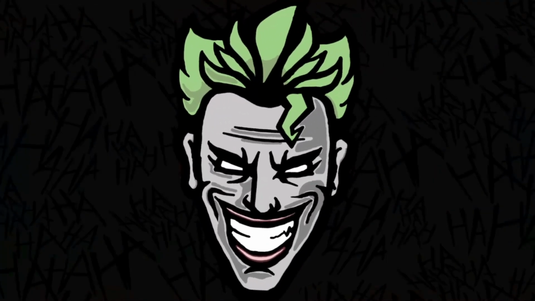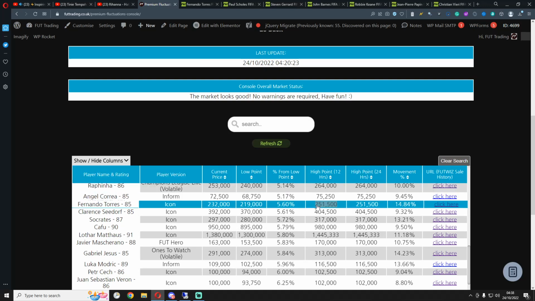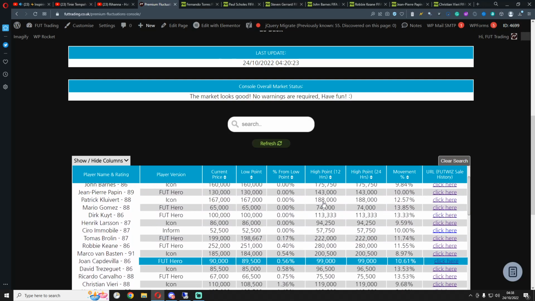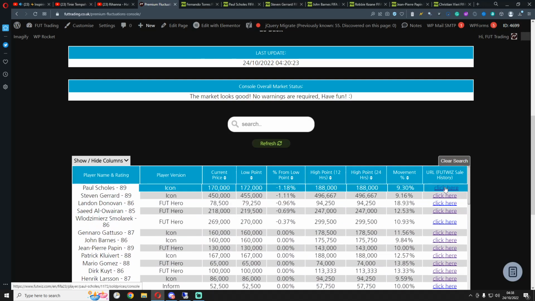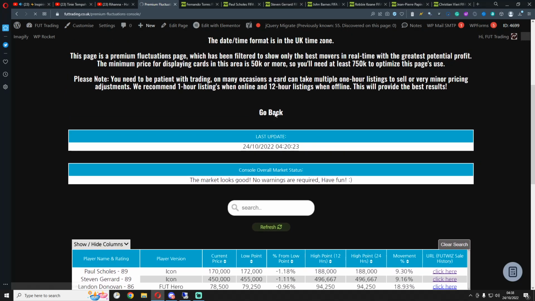It really isn't too complicated. The typical rule of thumb is you buy low, you sell high, okay? But again, just make sure the card can sell for the high price, which is why the sold price history is there. If you want to use the normal page, do feel free to do that as well.